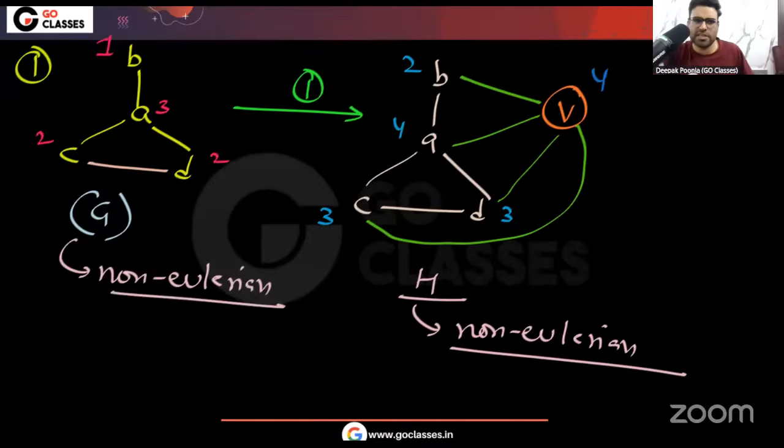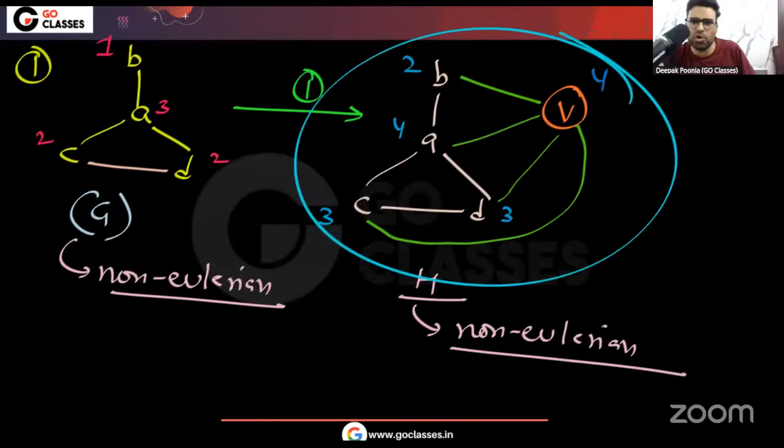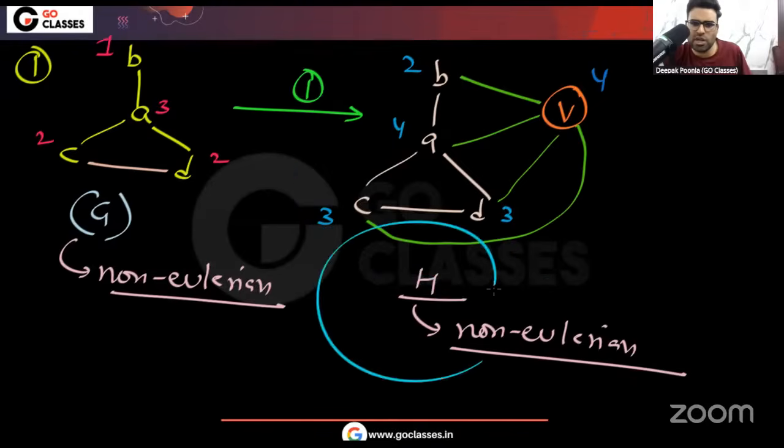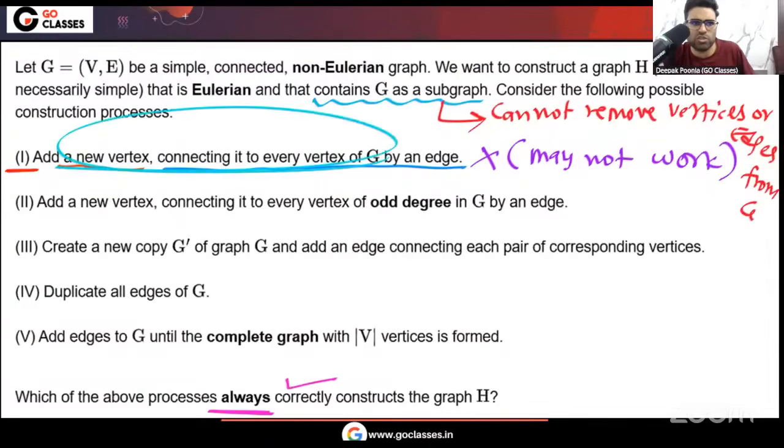This G is also non-Eulerian, because the question is saying that you take a non-Eulerian graph and we need to convert it to an Eulerian graph. But here you can notice that if I apply solution number 1, then it is not necessary that I will get an Eulerian graph. Yes or no? Here you can see that not all vertices have even degree. So this new graph that I'm getting is also non-Eulerian. So definitely I can say that this first solution may or may not work, or I can say that the first solution will not always work.